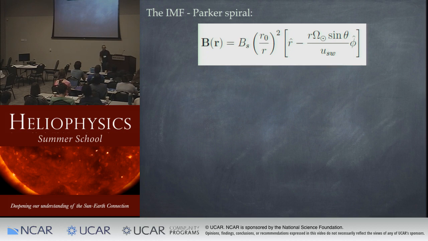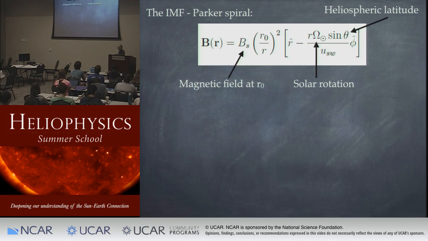The magnetic field of the interplanetary space is described by the so-called Parker spiral equation. This is the equation. And let's just review what it means. So it has a radial component and an azimuthal component, which is this term. The wind itself is radial, and the radial wind is represented by this U solar wind. This is the velocity of the radially expanding wind.